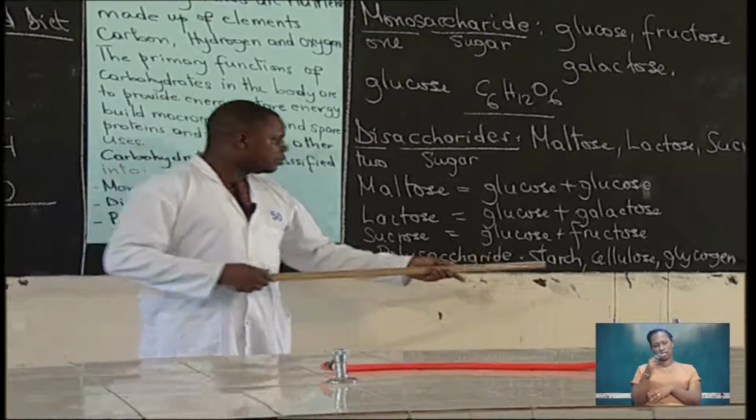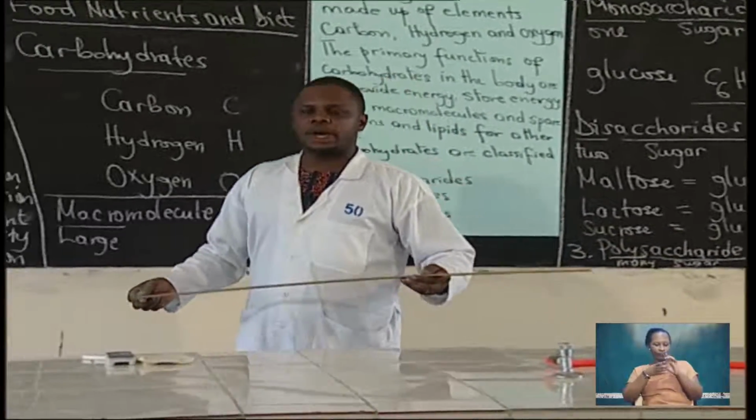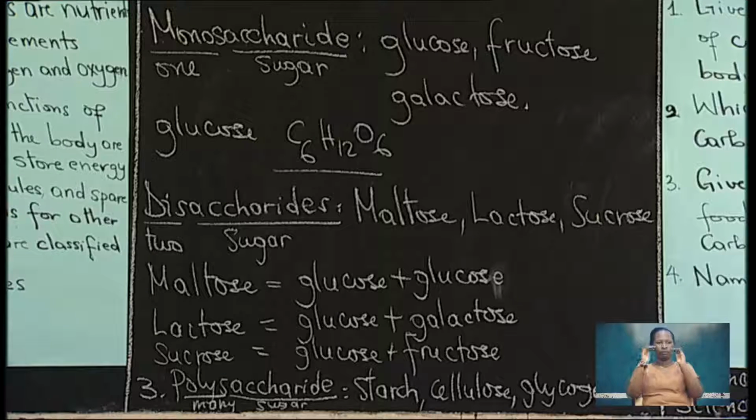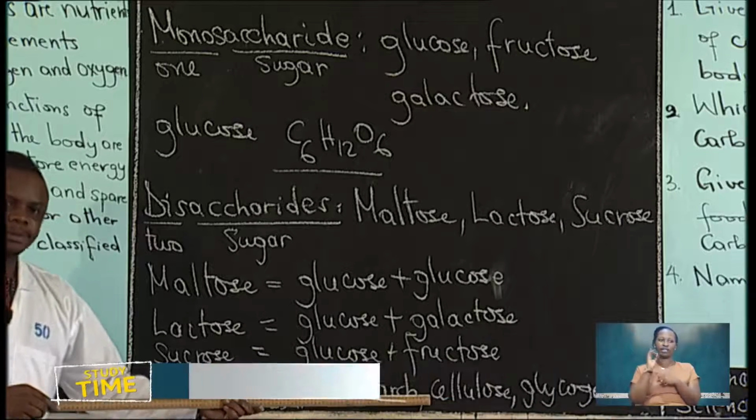Then, cellulose is a complex sugar we find in structures of organisms, in most cases in plant cells. Remember, plant cells have what we call a cell wall, the outermost part of the cell, which is made up of cellulose.